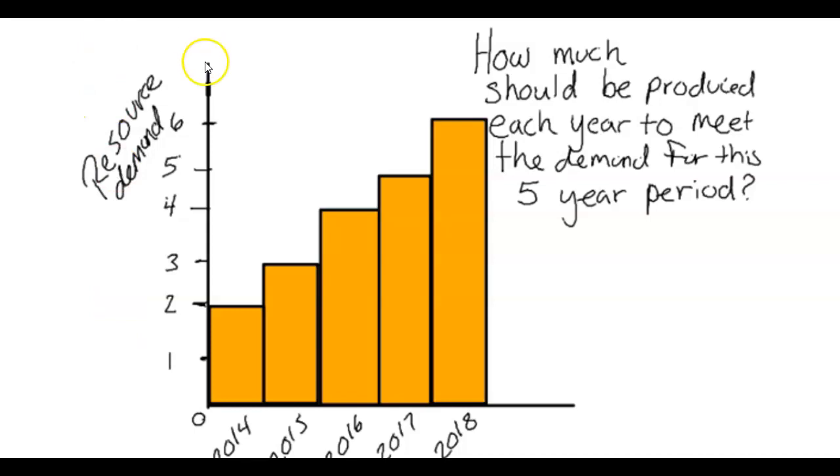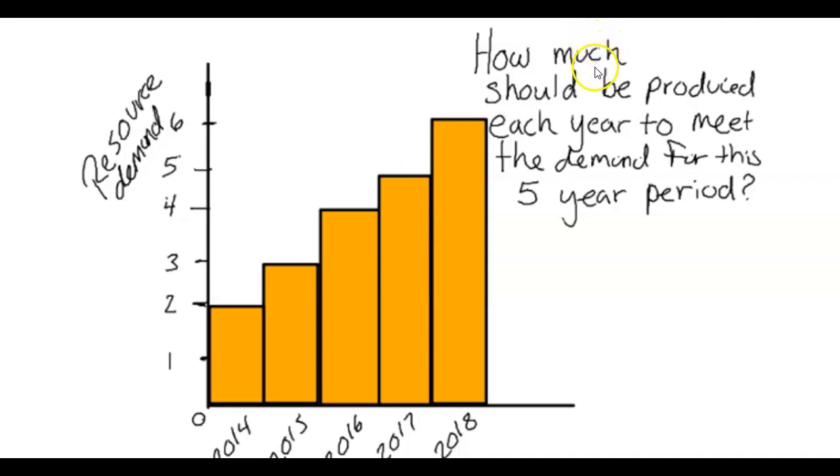I've written up here a chart, and this chart is a prediction of the amount of product that will be required over a period of years. So this over here says resources demanded, and these are the years. So starting in 2014, ending in 2018. So in the year 2014, we would need let's say 2,000 units of a product that we're producing. But the next year we'll need 3,000 and so on.